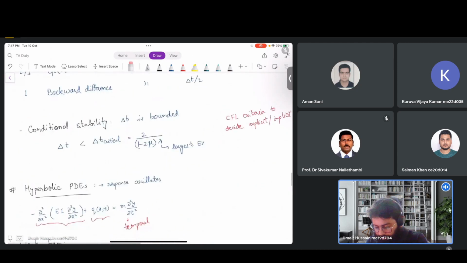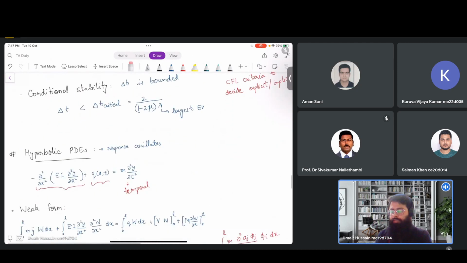Yeah, so we have a second order time derivative term. So we need two initial conditions. One is the value of displacement at the initial time step, and the other is the value of velocity. Velocity, yes. Okay.